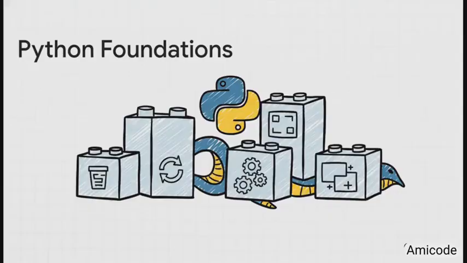So where do we start? With our language of choice, Python. And you've got to get comfortable with the basics. Things like variables, data types, loops, and functions. And then there's this big one, object-oriented programming, or OOP. Don't let the name scare you. It's just a smart way to organize your code into logical, reusable blueprints.